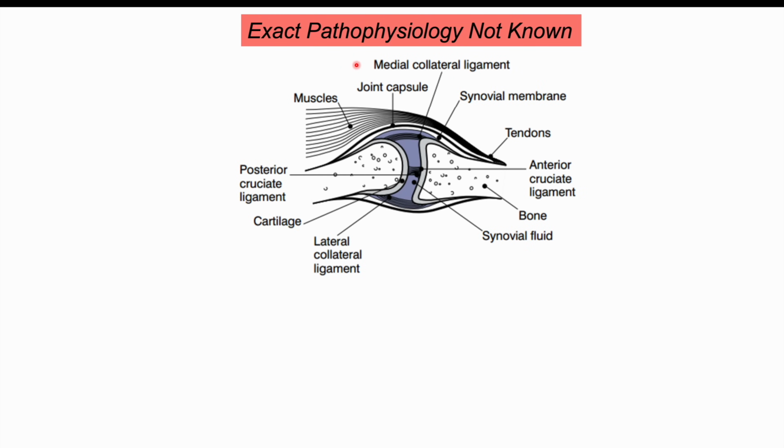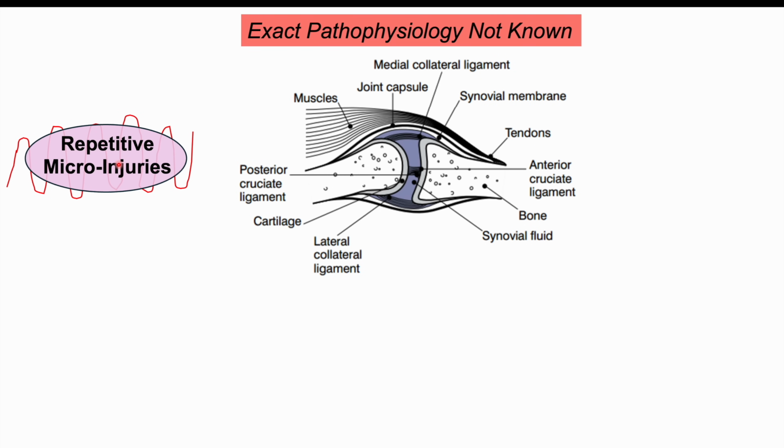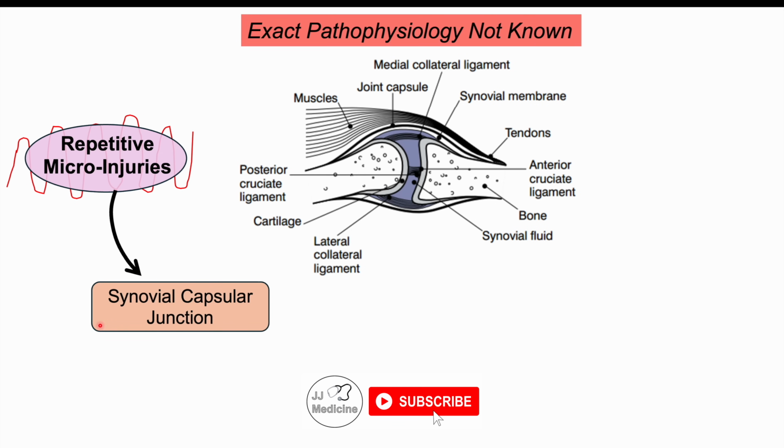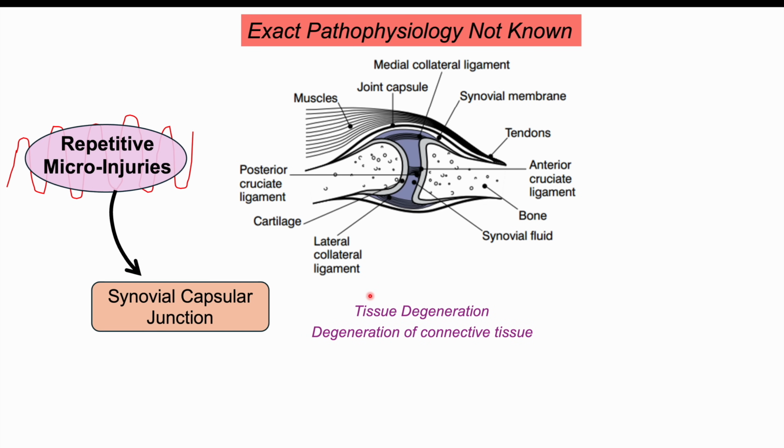Now let's talk about the pathophysiology of ganglion cysts. The exact pathophysiology is not known, but it is believed to be due to repetitive microinjuries over time. So it's going to involve these small injuries that are repeated over and over again over time that affect a synovial capsular junction, so a synovial joint specifically. All of these repetitive microinjuries are going to lead to tissue degeneration and degeneration of the connective tissue. So this is the hypothesis.